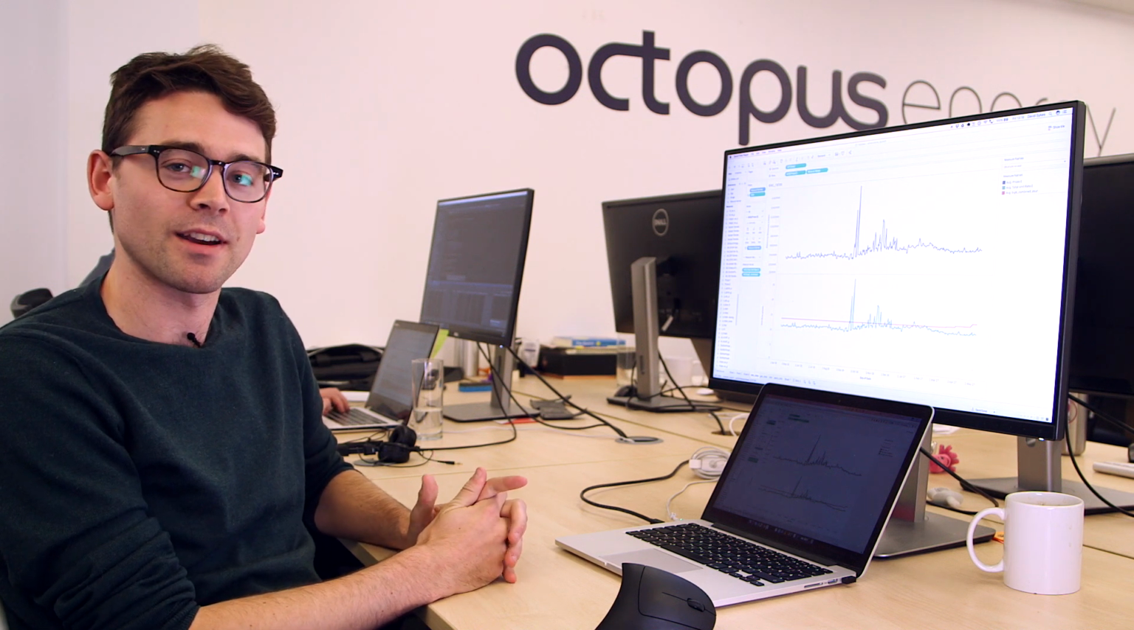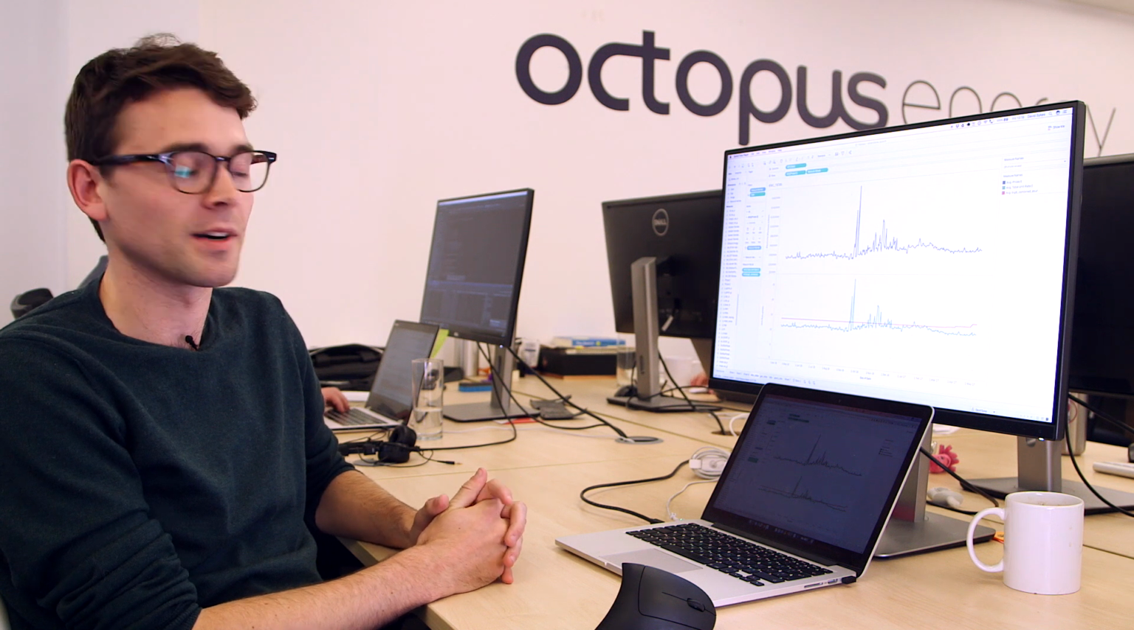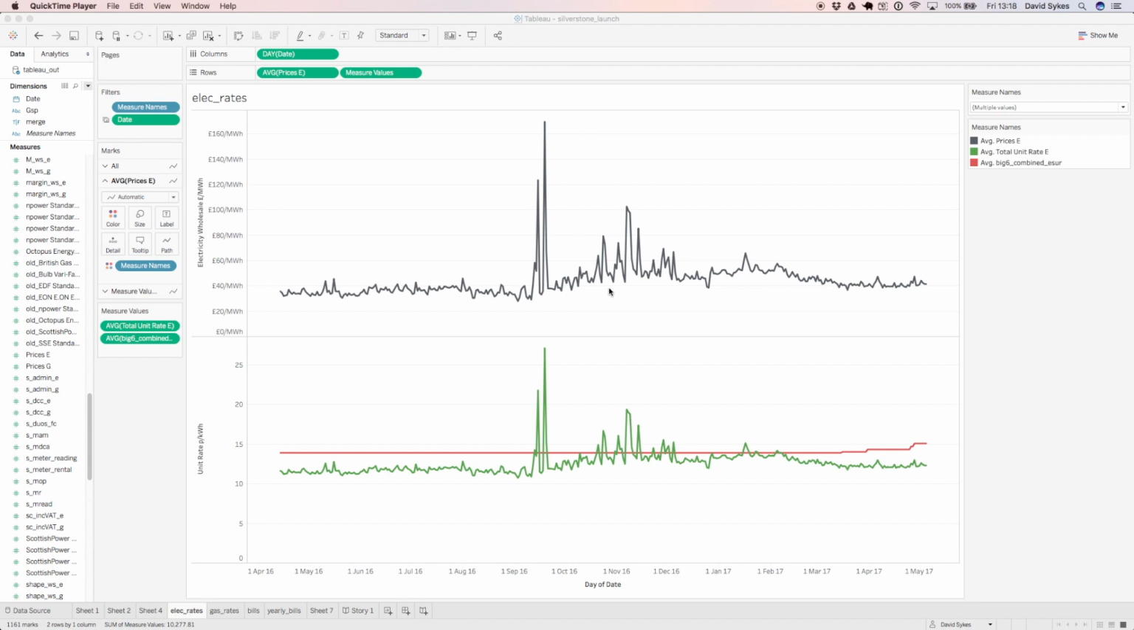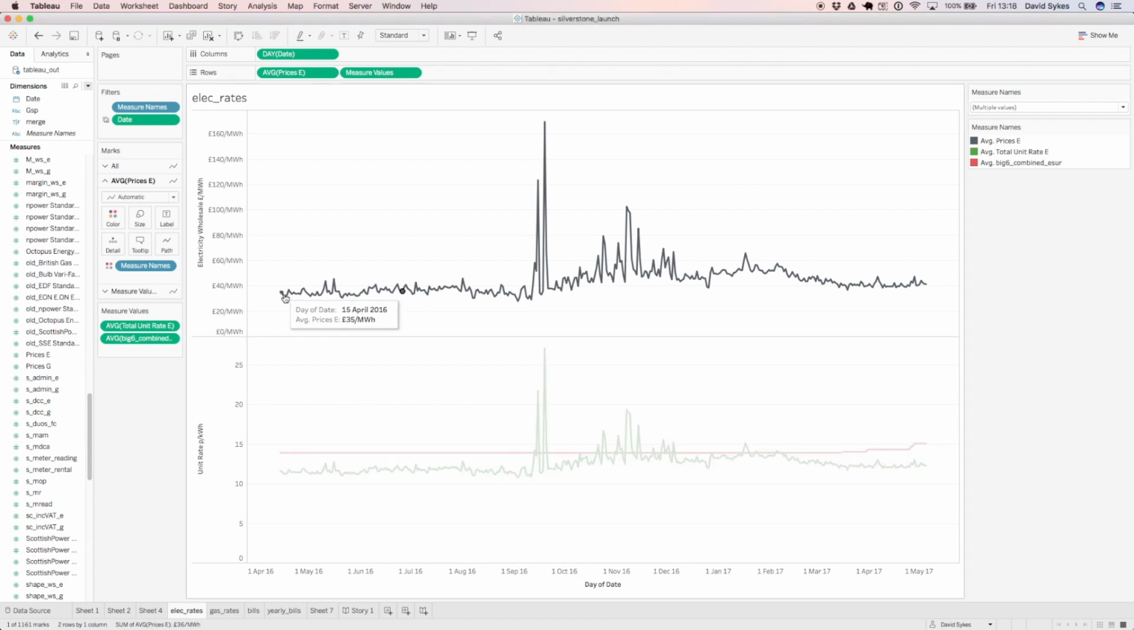The new Octopus tracker tariff follows the wholesale energy markets, and I'm here to tell you why that's something you shouldn't be scared of. This graph here, the top graph with the grey line, shows you the wholesale electricity price over the last year. So this is the amount we pay to buy your electricity on your behalf. What we see is that there's some variability in the wholesale price. So some days it's down at £30 per megawatt hour, some days it jumps up.